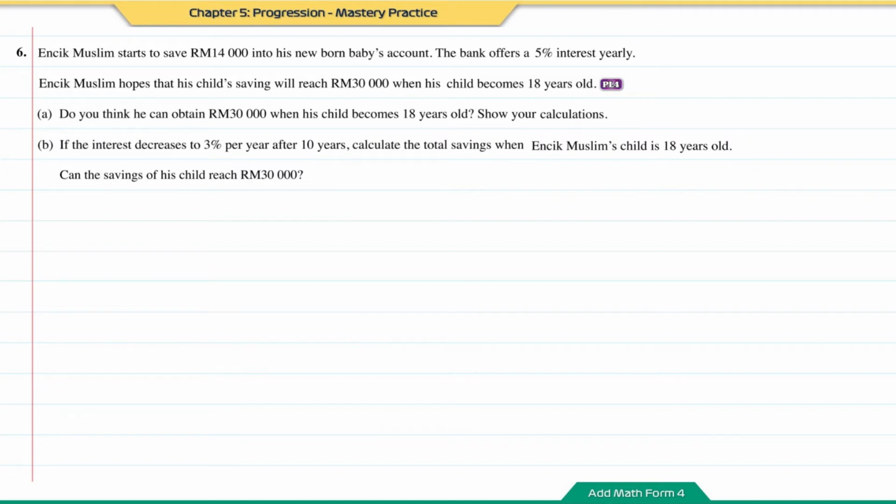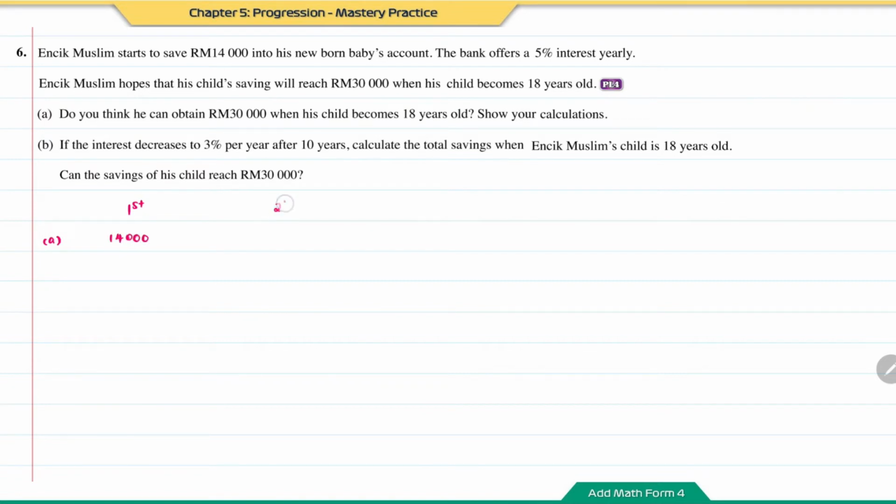Show your calculations. So for A, first we need to determine whether the amount of money in the bank each year will create an arithmetic progression or a geometric progression. So let's look at how to calculate the amount of money in the bank each year. For the first year, the amount of money inside the bank will just be 14,000.